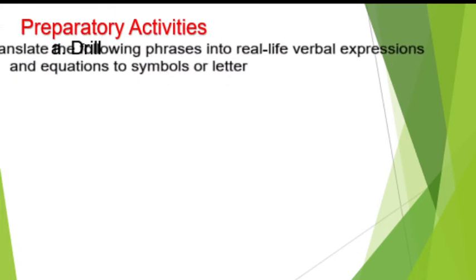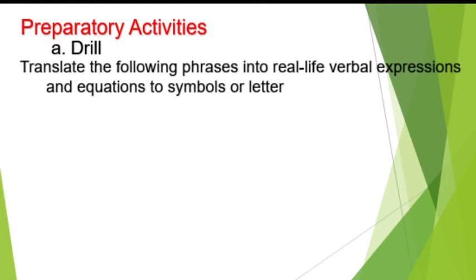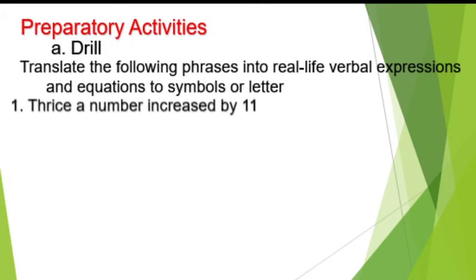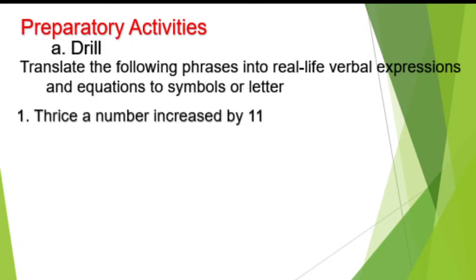And for our preparatory activities, there are two. The first is a drill. Translate the following phrases into real-life verbal expression and equation to symbols or letters. Thrice a number increased by 11. So any letters in the alphabet can be used as a variable. Thrice a number increased by 11. That is 3x plus 11.